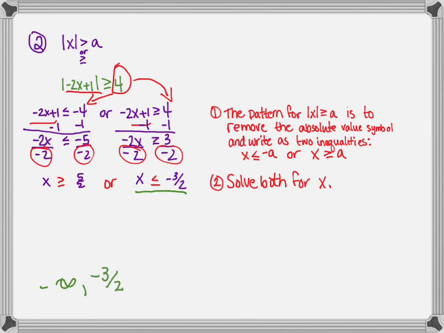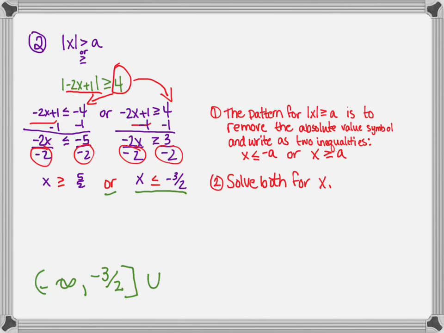Negative infinity is not an actual number, so it's not included. So we put a curved parenthesis. But negative 3/2 is included, and so we put a squared off bracket because we have that equal bar. It's less than or equal to negative 3/2. Or is represented with the union symbol.